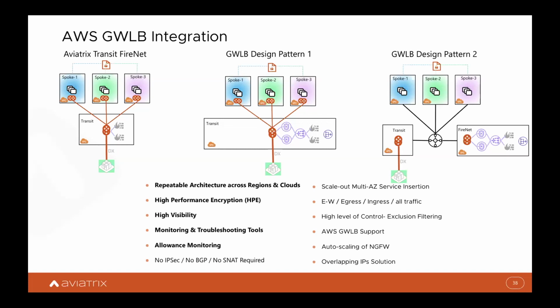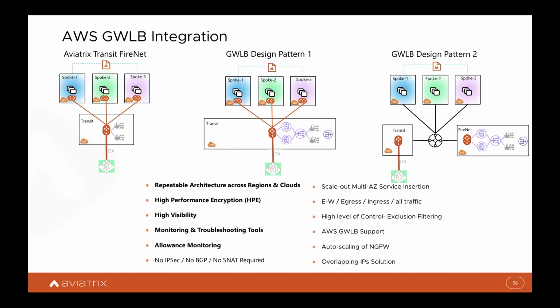If you are an AWS-only customer and you have a requirement like, I want to repeat this architecture in the same region, also I'm looking for a high performance encryption, I do have a requirement of overlapping IPs and then troubleshooting tools and advanced monitoring along with the allowance monitoring, then you go with the Gateway Load Balancer design pattern number 1, which is the middle architecture. And we are seeing a lot of growth in this type of architecture. A lot of customers are adopting this.